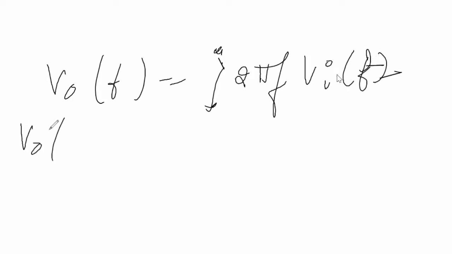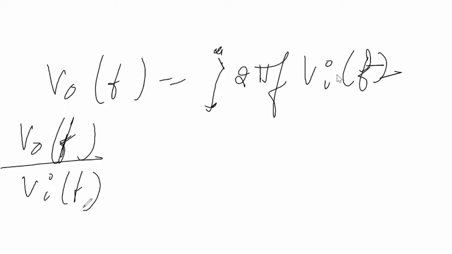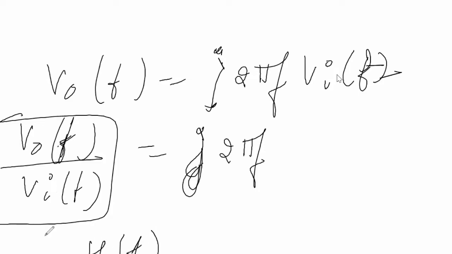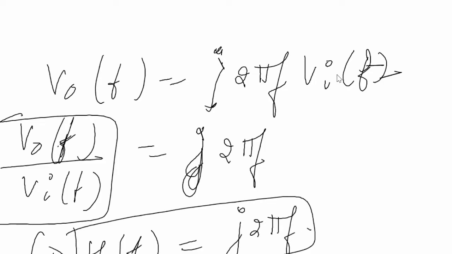Now if I take the ratio of V0 of f divided by Vi of f, this is nothing but j2 pi f, isn't it? This is the ratio of output by input, so this is the transfer function H of f. H of f, the transfer function, is equal to j2 pi f from this equation.